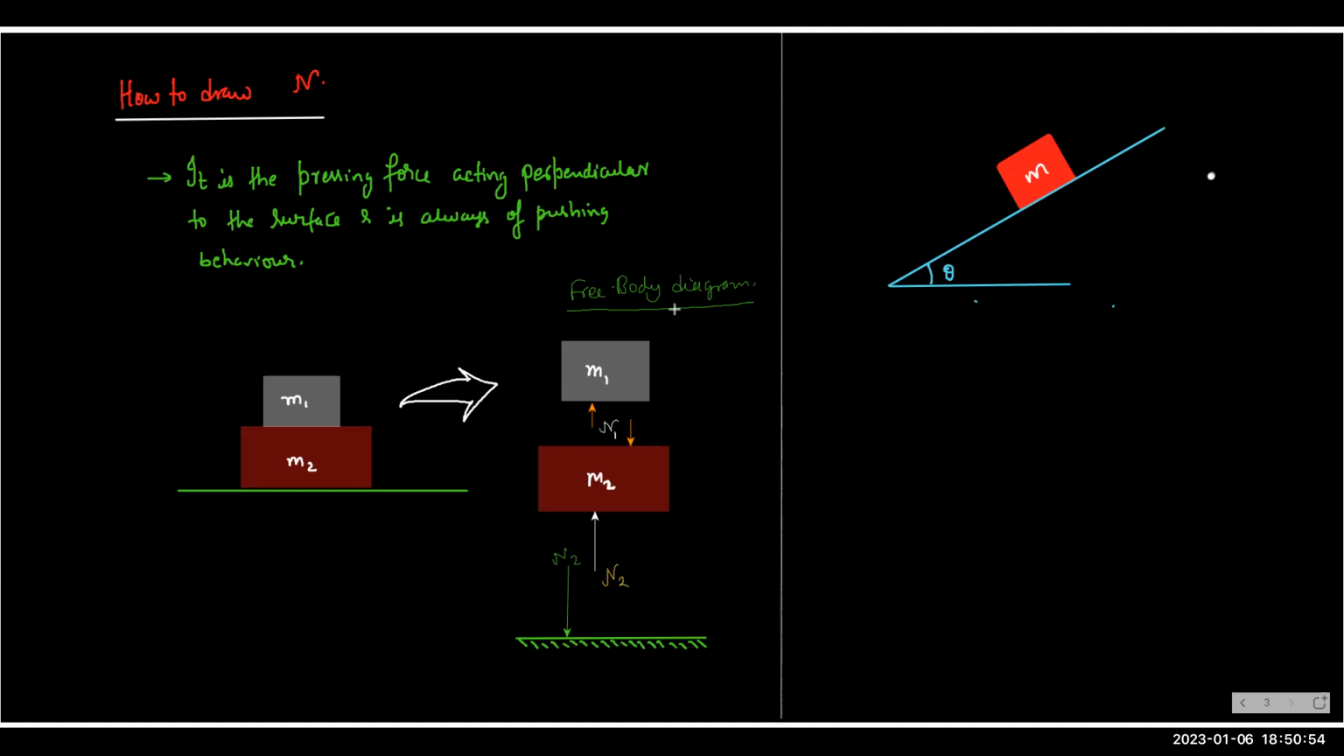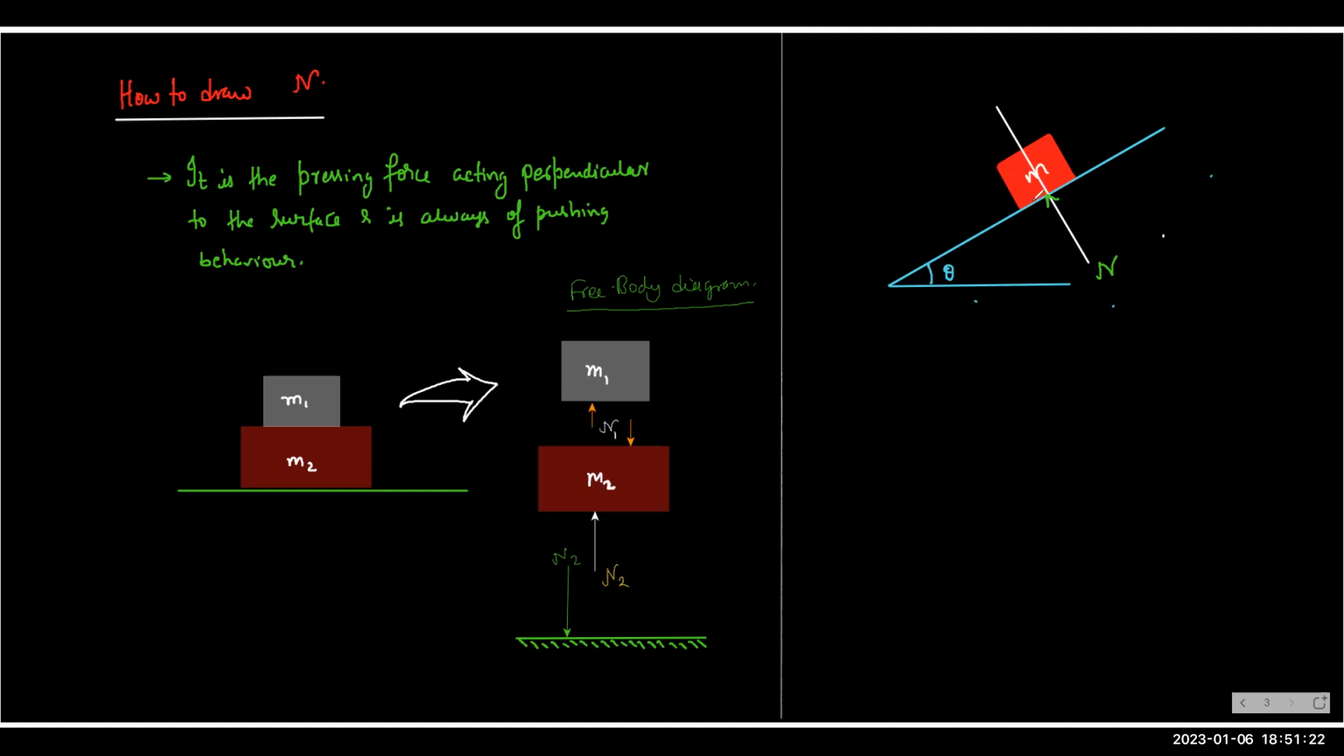Now I'll tell you something. Whenever you are drawing the diagram, make it more professional. Because you want to draw a normal, draw exactly a normal line, something like this. You can make it a dotted line, that's also okay. And then you can draw the normal here, and this normal will act on the block of mass M.